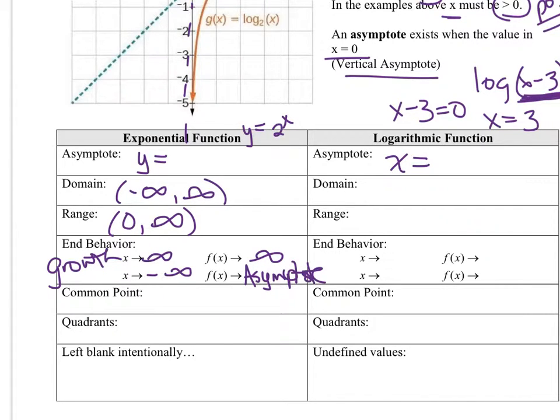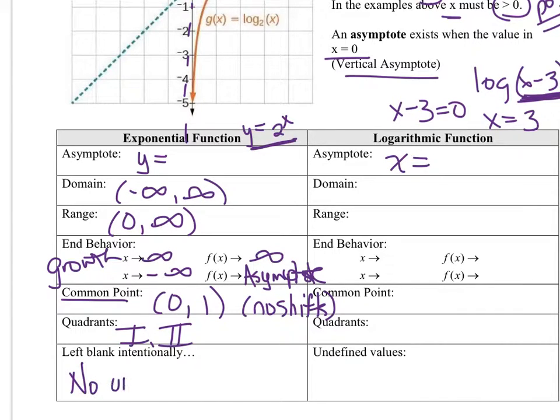Okay. Common point, when you plug in 0 for x, you always get 1. So that's a point in common with all exponential functions, all parent exponential functions, without any shifting going on. No shifts. The quadrant that it's in is 1 and 2. Okay? And this is left intentionally blank because there are no undefined values.